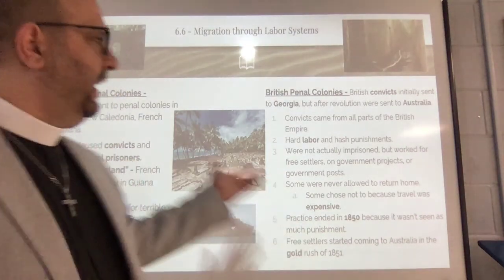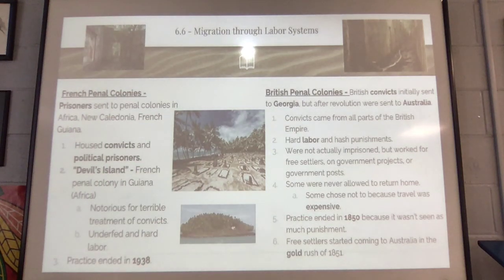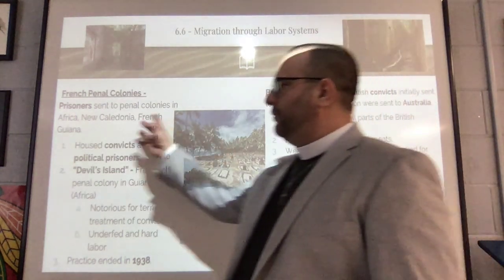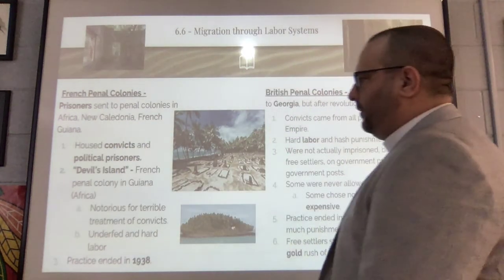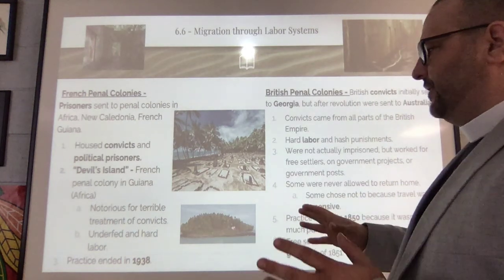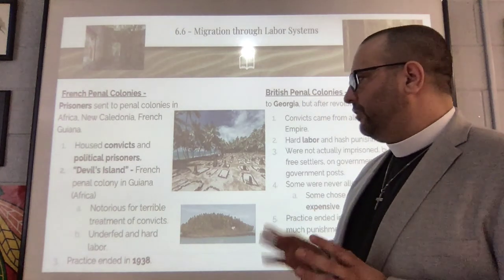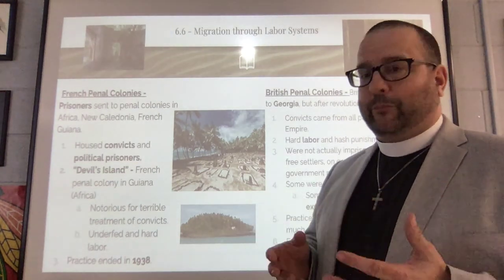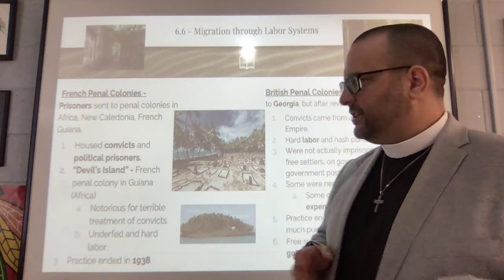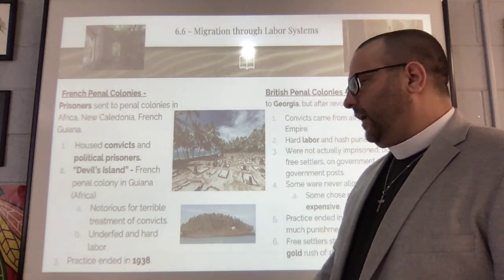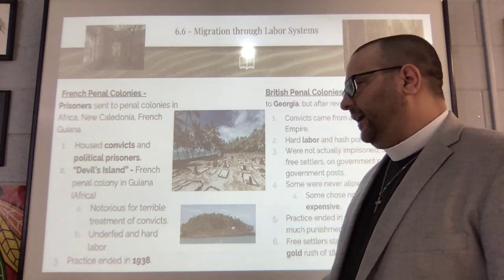Let's look at French penal colonies. Prisoners sent to penal colonies in Africa, New Caledonia, and French Guiana. French Guiana is located there in South America. These colonies were designed only to house convicts and political prisoners, much like Australia does for the British. And then we'll also get into Georgia in just a second. Devil's Island is a French penal colony in Guyana, which is located in Africa.